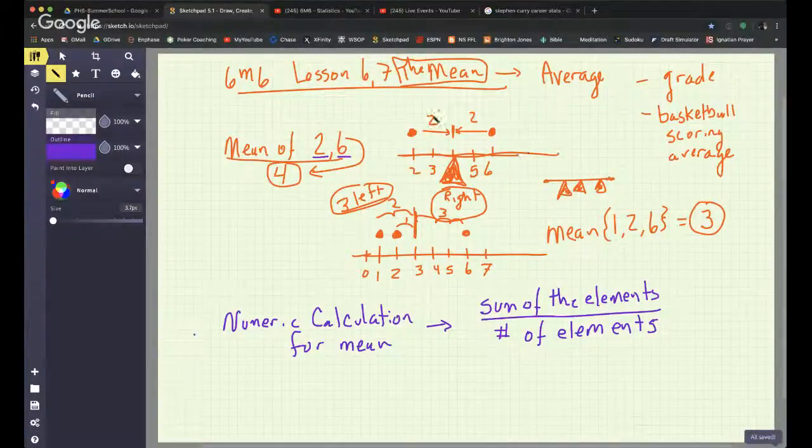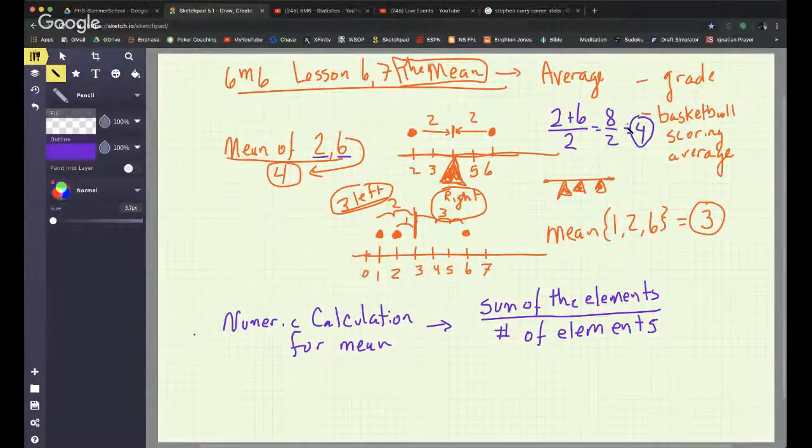So in the top case, the sum of the elements is 2 plus 6 over the number of elements. Well, there's 2 elements, so it's 2. So that's equal to 8 over 2, which is 4. And that's our balance point, right? That's what we figured out was the middle number, so that's good.